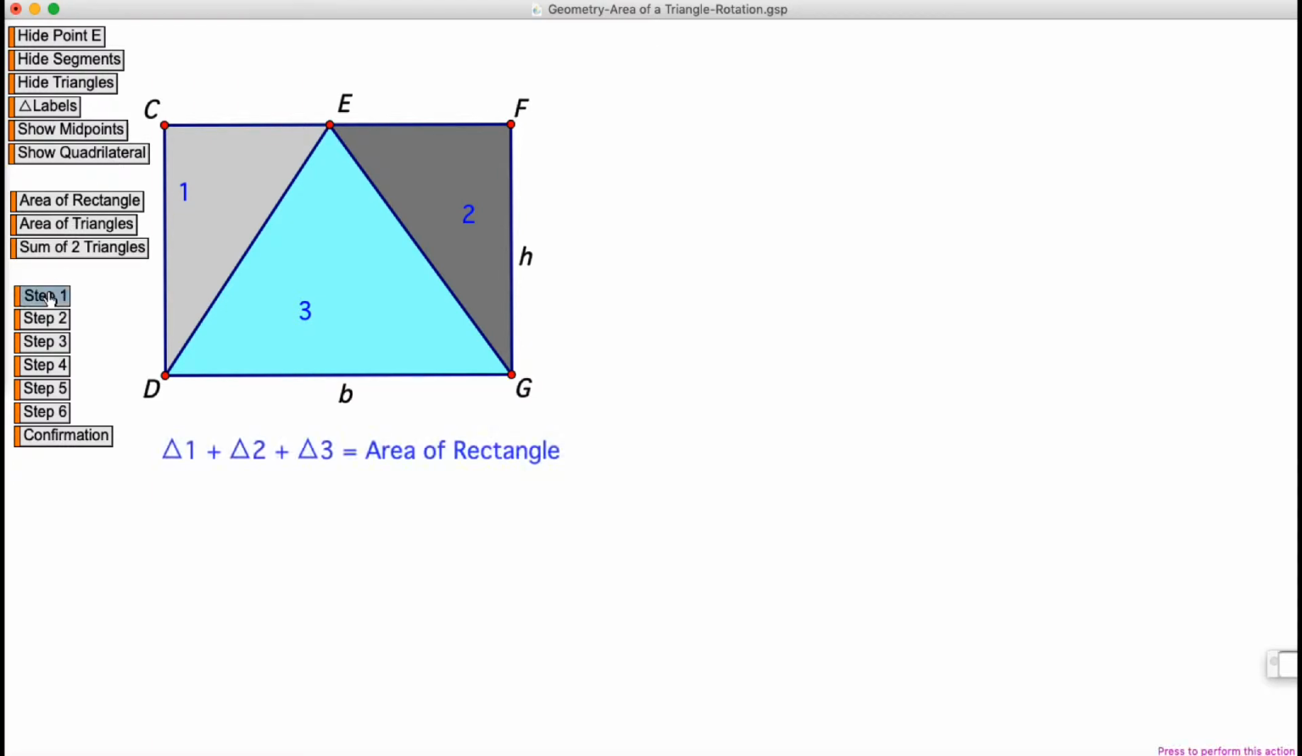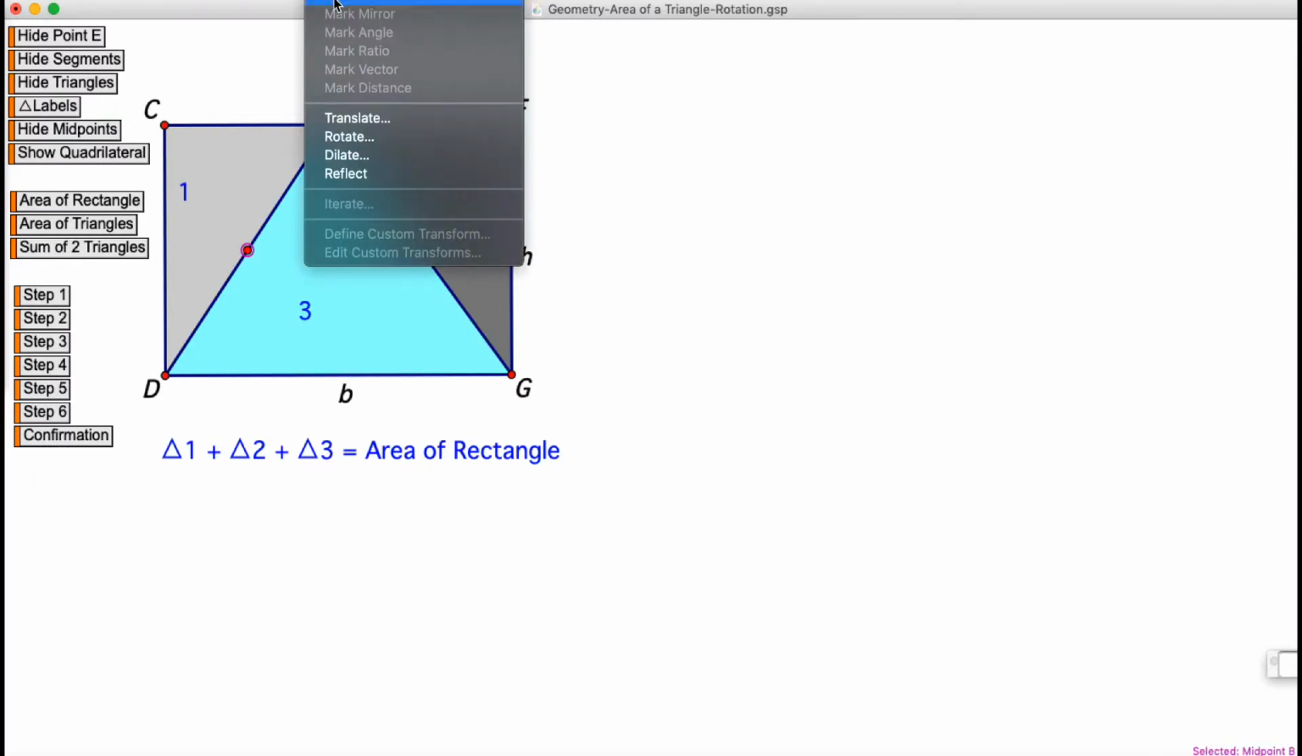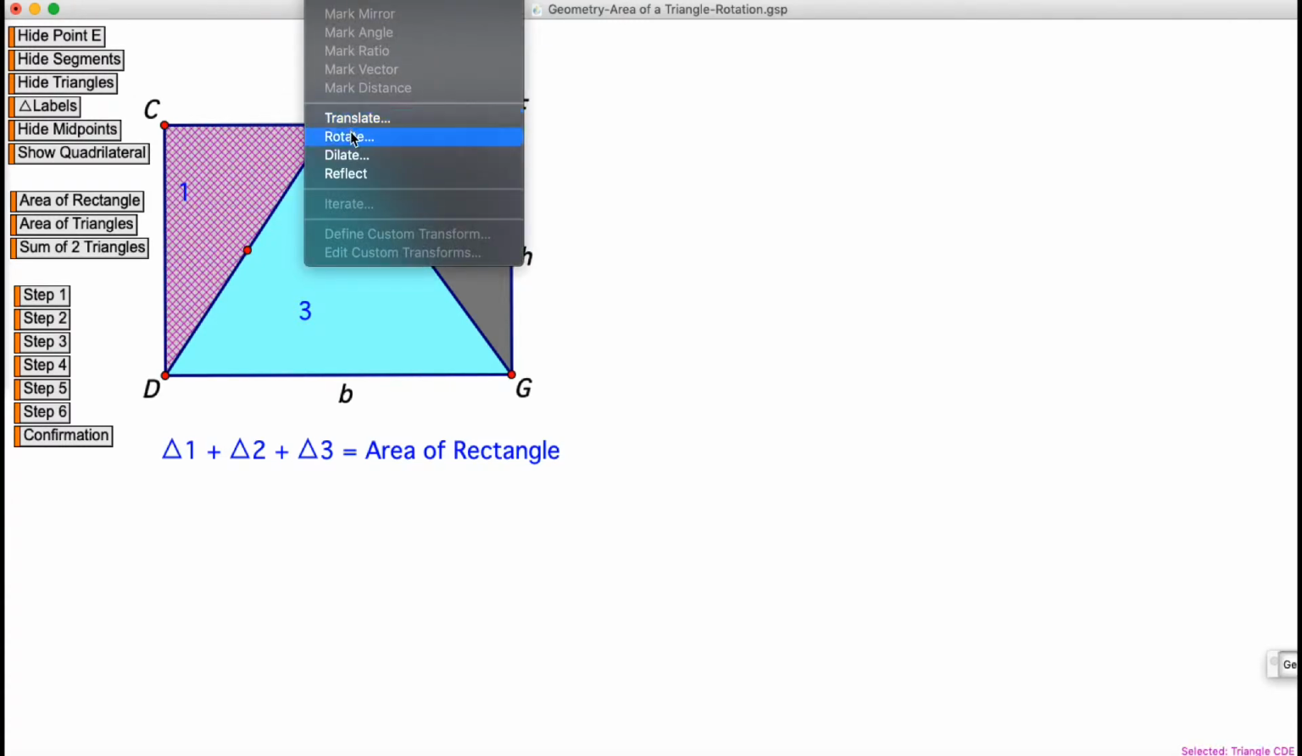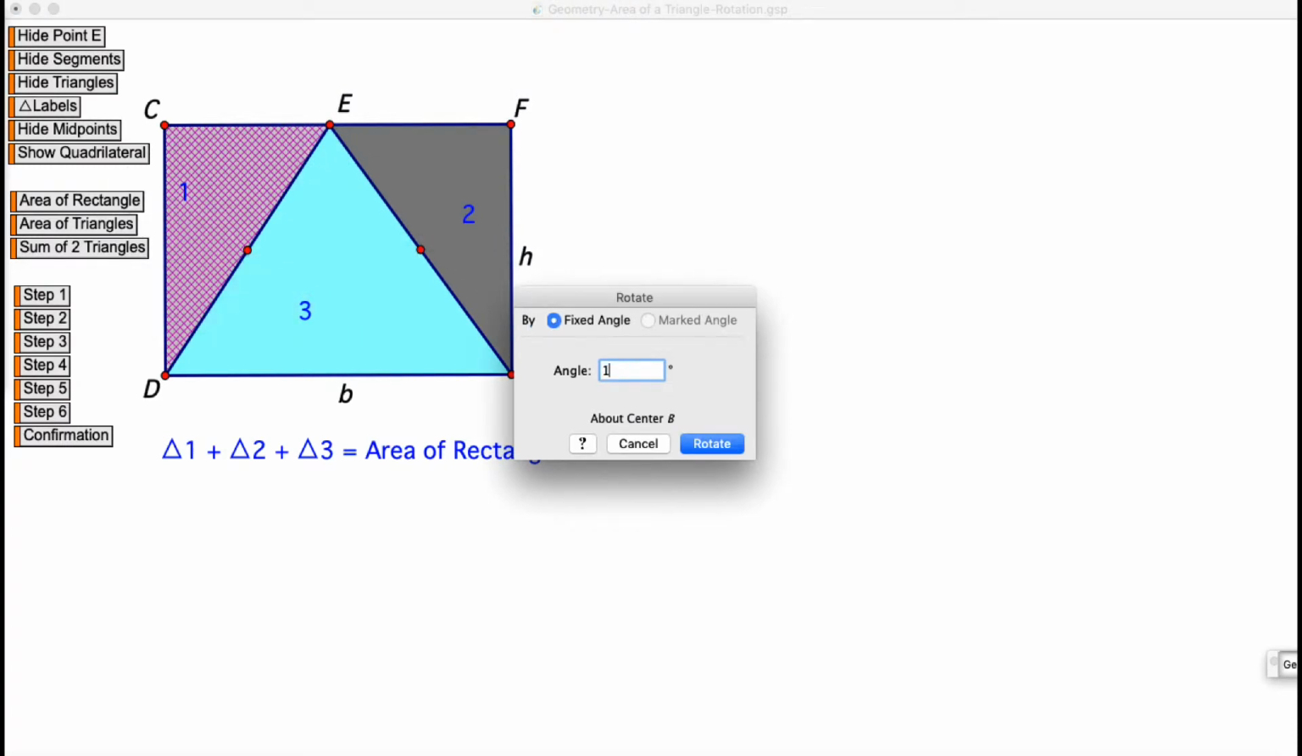I can say that triangle 1 plus triangle 2 plus triangle 3 is going to be the rectangle. And now I want to see if there's anything I can do to take this further. And one of the things I'm going to do is to use a concept called rotation. And these are part of what's known as transformations in geometry. First, I'm going to start by taking the midpoints of my segments, and then I'm going to mark them as the center and then rotate triangle 1 around this point. And I'm going to ask it to rotate it 180 degrees.